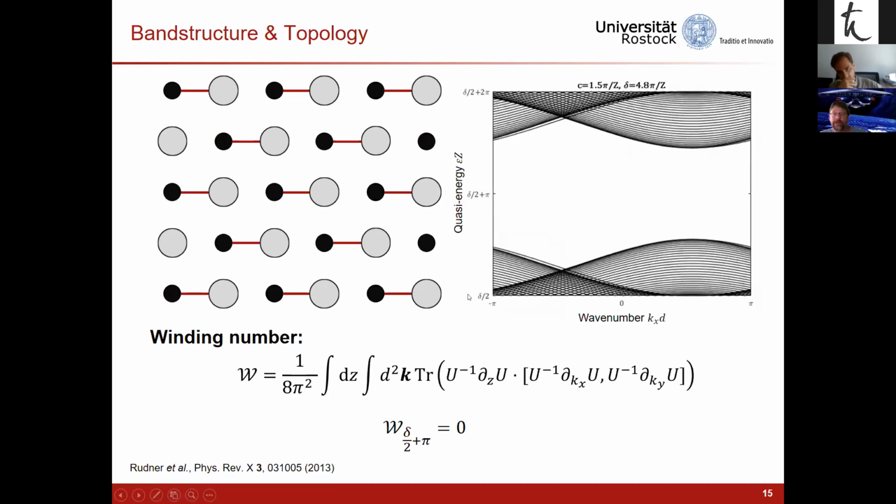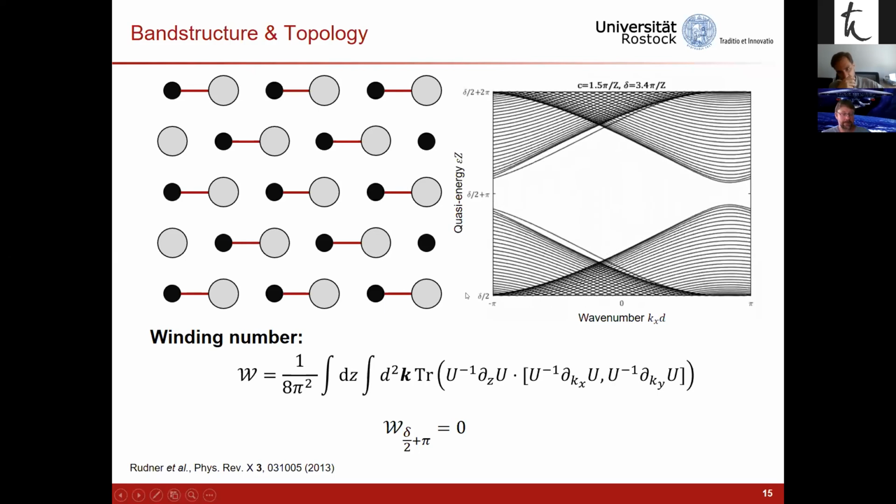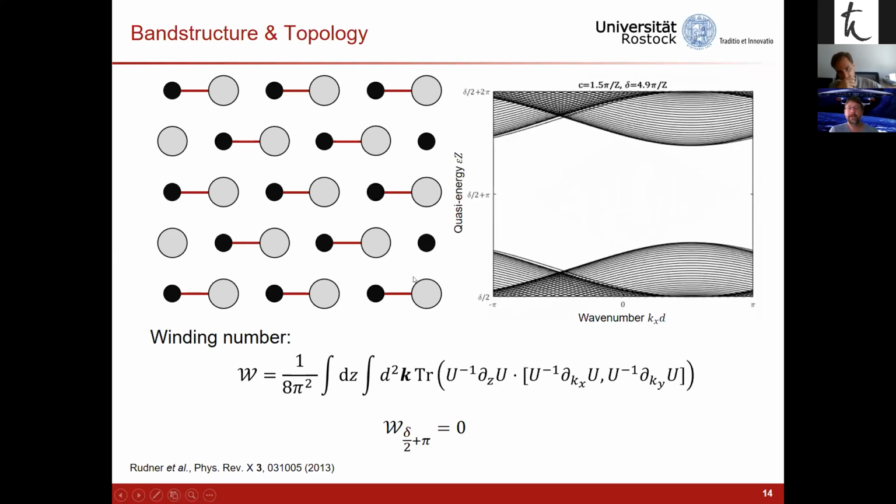And what I show you here on the right side is the band structure. So this is the wave number. That's the projected band structure. This is the quasi-energy. So here's a big band gap in the center of the system. This is the band of propagating states. This is the band of propagating states.